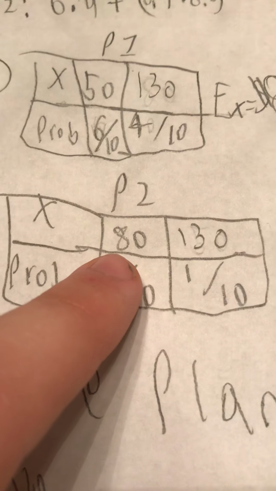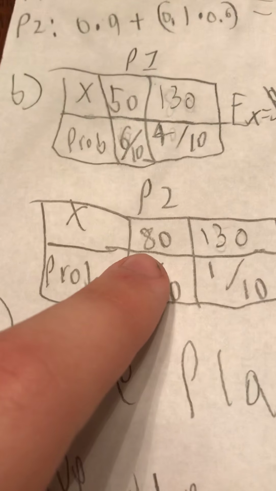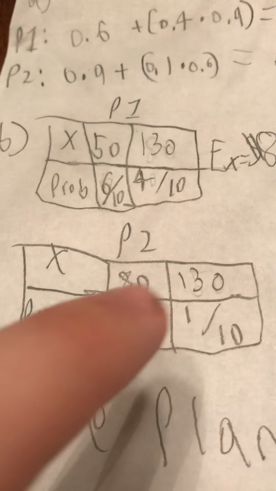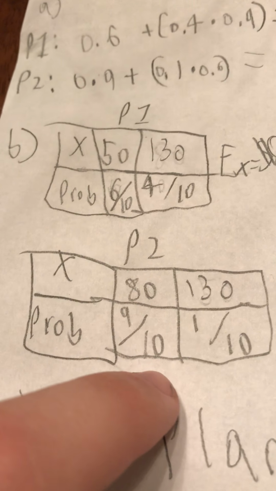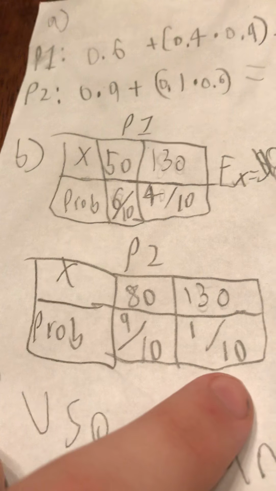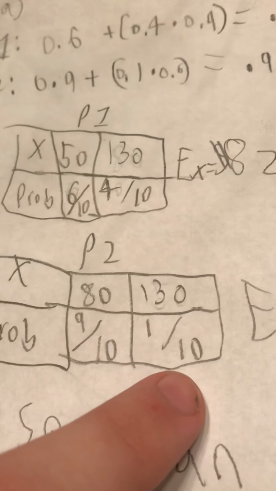For plan 2, the cost for antibiotic B is $80, of course adding up to $130 if it fails. If it has a chance of costing $80 9 out of 10 times and will cost $130 1 out of 10 times, then the expected value is $85.